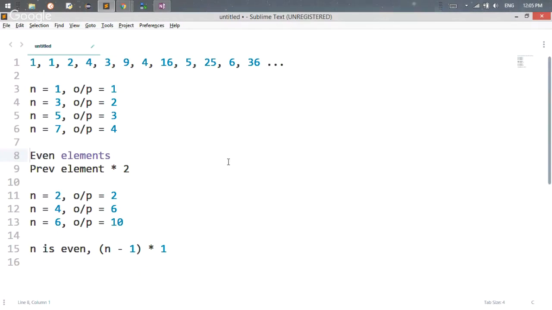For the even elements, you need to identify the previous element and then multiply it by the same element, right? For example, the previous element is 1 here. 1 into 1 is 1. Let's say 2. 2 into 2 is 4. Let's say 3. 3 into 3 is 9. Let's say 4. 4 into 4 is 16. So it is the square of the previous element, right? Previous element into previous element itself. So the answer for the fourth one is 4, and here the answer is 3 into 3 is 9.